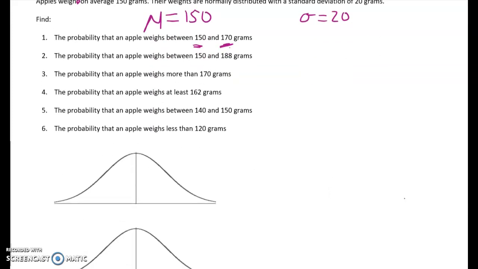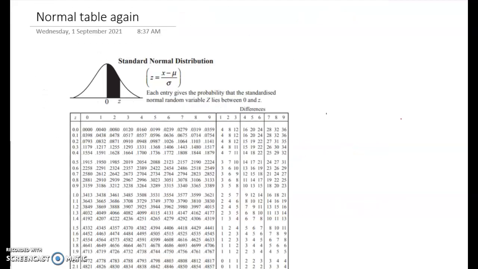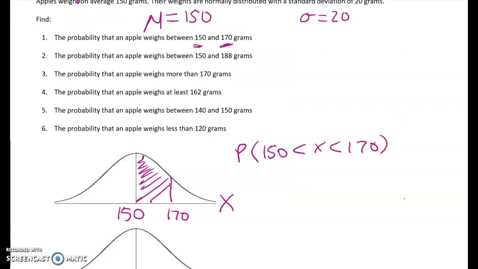So the first one, we've got the probability that an apple weighs between 150 and 170 grams. So if this is my X normal variable, my mean is 150 and 170 is out here. So I want to find the probability that my apple X is between 150 and 170. So we know that this is going to be an easy one in the table because the table is set up in that pattern. So all I need to do here is to change those X values into Z values.